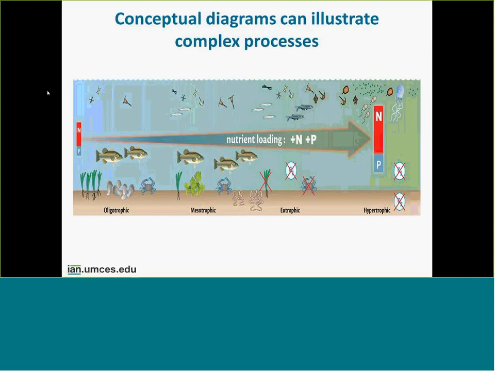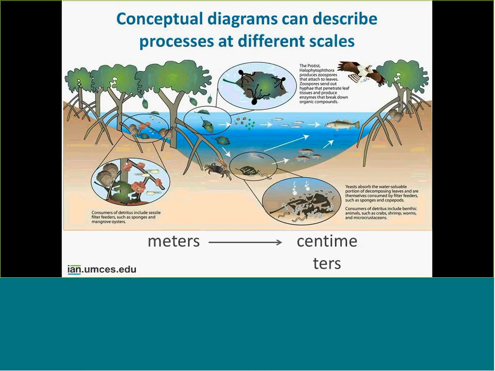Conceptual diagrams can illustrate complex processes. I think a lot of people struggle with how to simplify their information down. But here is a one-picture diagram of eutrophication. So if someone said to you, how do you define eutrophication? You could go on and on and on for minutes. You could write multiple pages about it with references. But this picture really illustrates how eutrophication happens and how it affects the ecosystem in one simple picture.